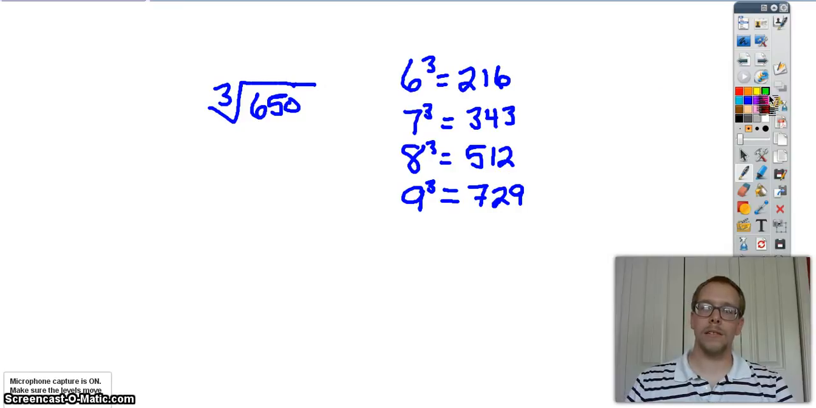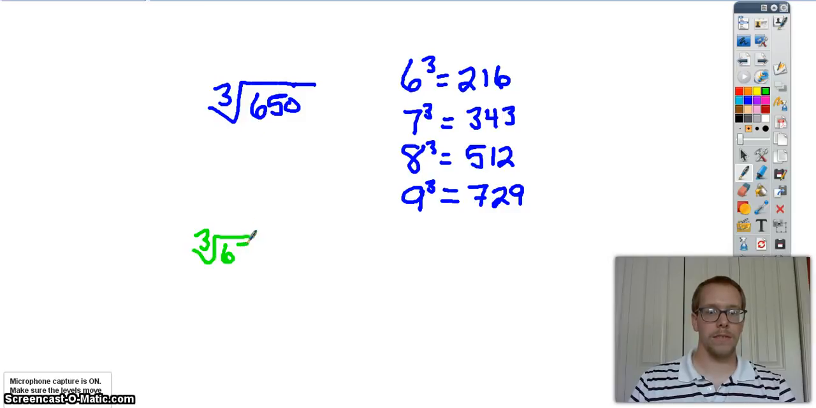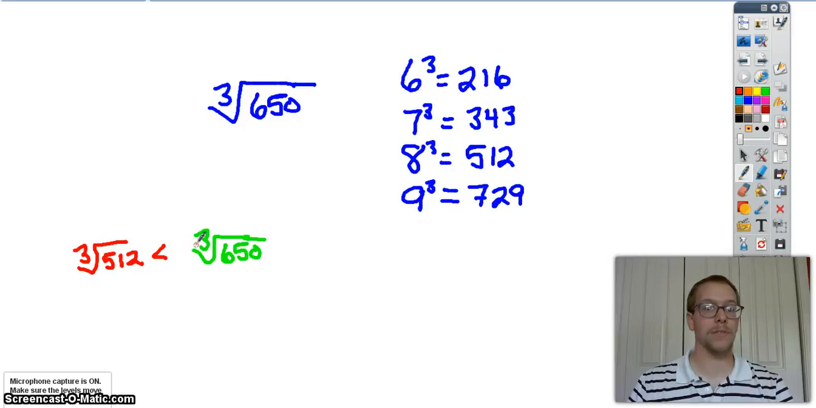So, quickly, we can write the cube root of 650 must be between these two cube roots. The cube root of 512. Note 650 is greater than 512, so the cube root of 650 is going to be greater than the cube root of 512. But yet, we know that 650 is less than 729. Therefore, the cube root of 650 will be less than the cube root of 729.